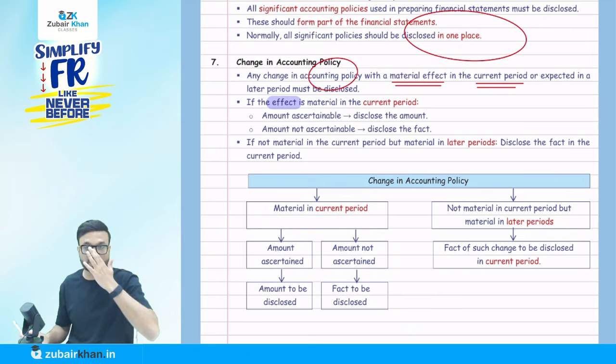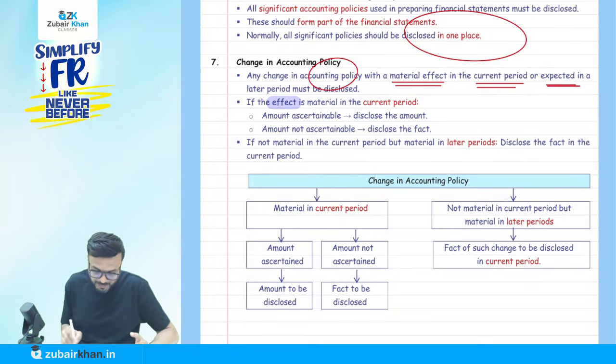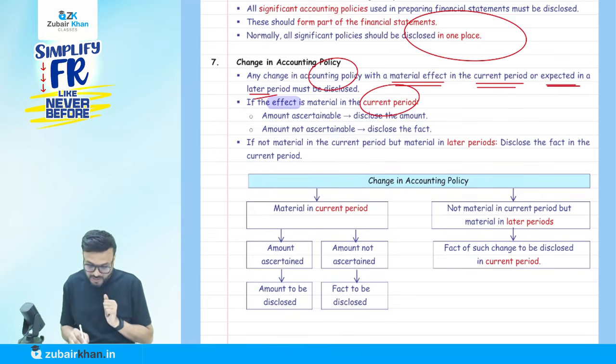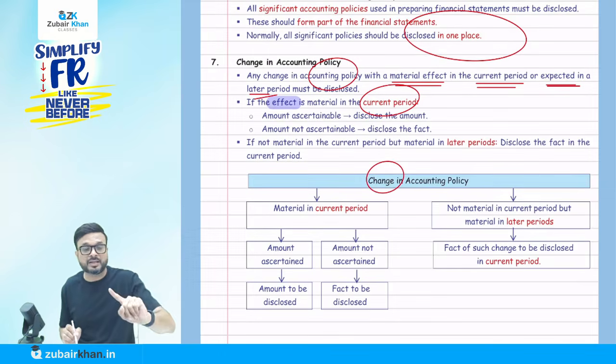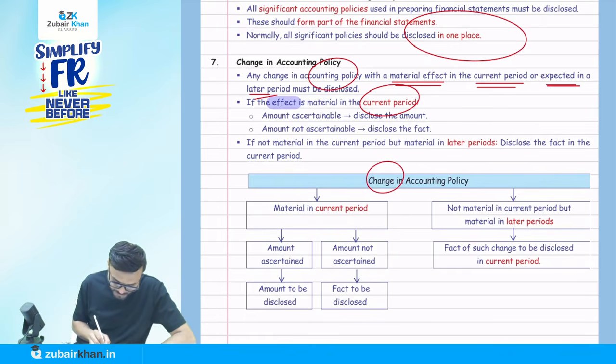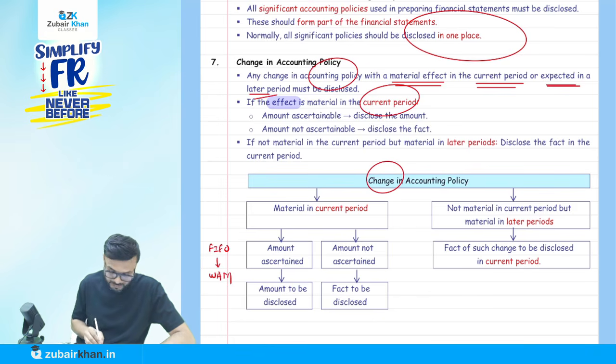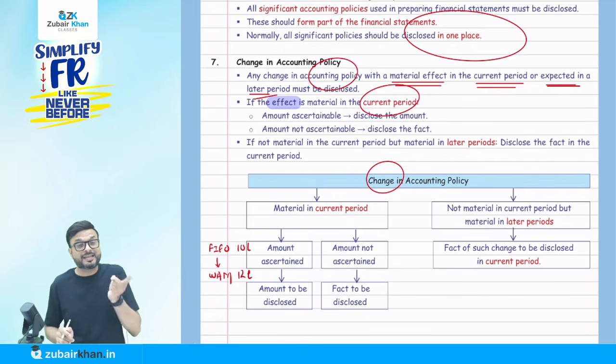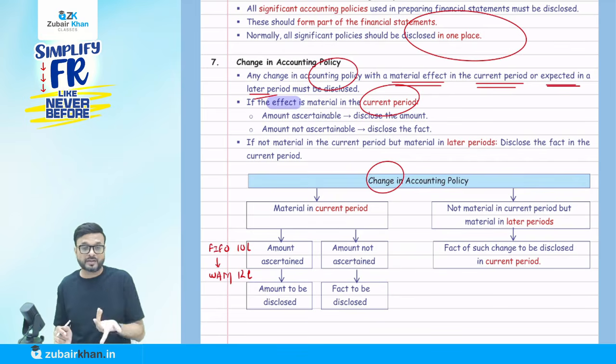Now, what do we have to disclose? They say the current year's effect and the later period's effect must be disclosed. First, let's talk about the current period. I changed the accounting policy, and because of that change, current year profit is going to be affected. For example, I was following the FIFO method and now I am shifting to the weighted average method. Under FIFO, my profit is going to come to 10 lakh. Under the weighted average method, it comes to, suppose, 12 lakh. So because of the change in accounting policy, my profit is going to be affected by 2 lakh.